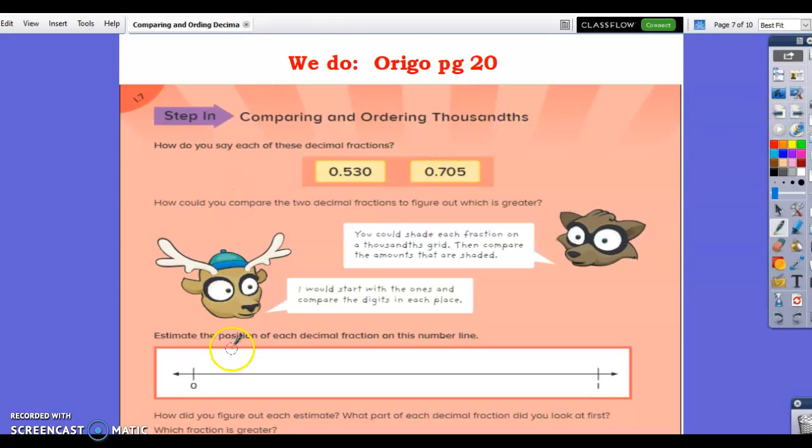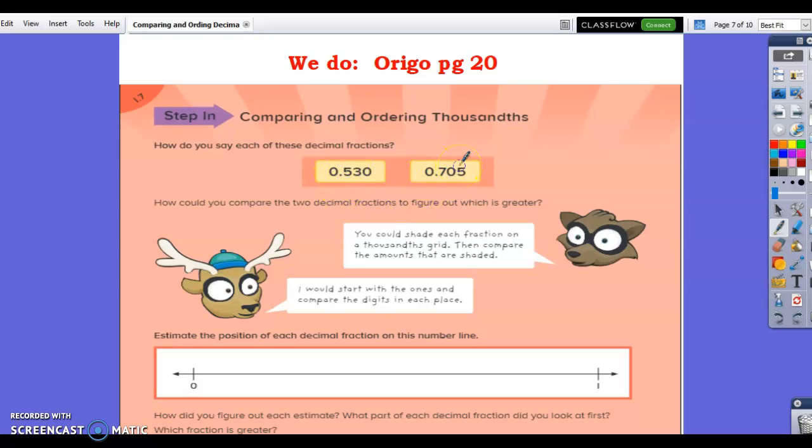Okay, so here we're going to go through comparing and ordering thousandths. This is on page number 20. It says, how do you say each of these decimal fractions? You have 530 thousandths and 705 thousandths. How could you compare these two? Well, I would look to see which one has a greater value starting in our largest place value house, which is your tenths. And you can look to see that 7 is greater than 5.